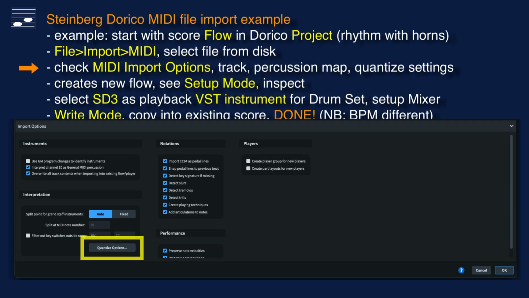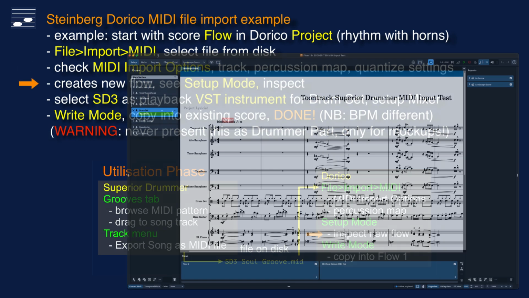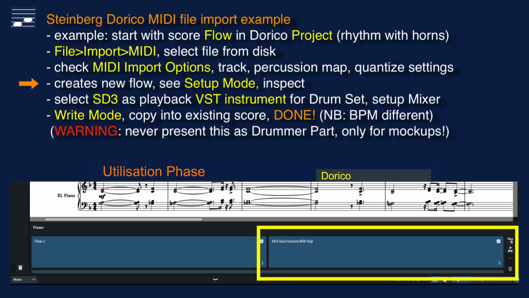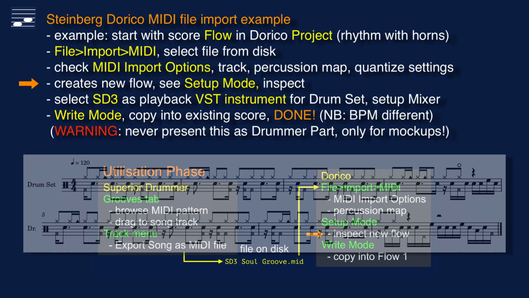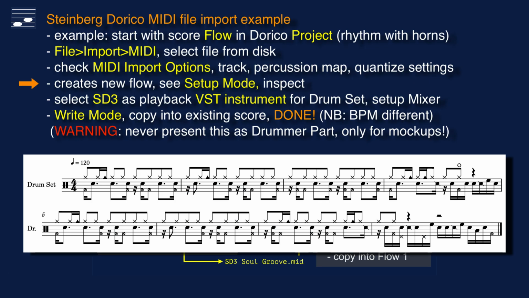Then go to the Quantize options at the bottom and check or modify the settings. Click OK. The MIDI import will show up as a new flow in the Setup Mode window. You may want to inspect the drum groove notation. Note that in my percussion kit setup, I chose a non-standard note head for the kick drum open sound. The regular black note head would have been more appropriate.